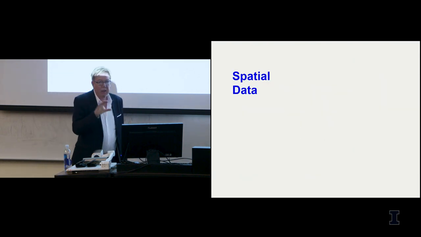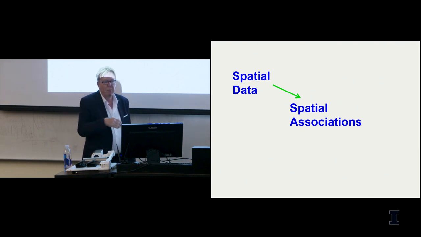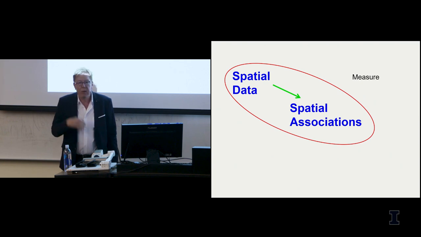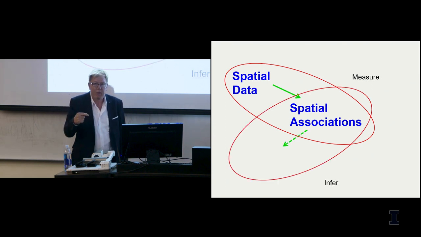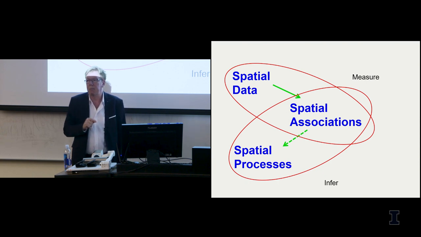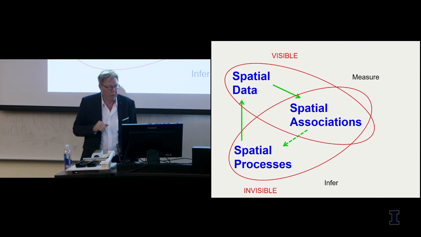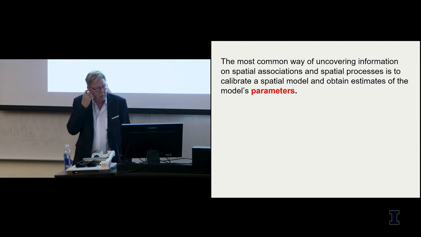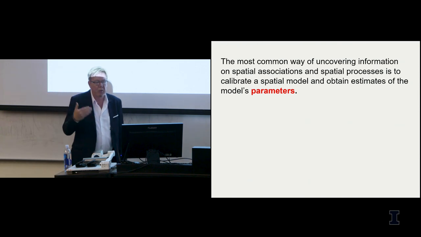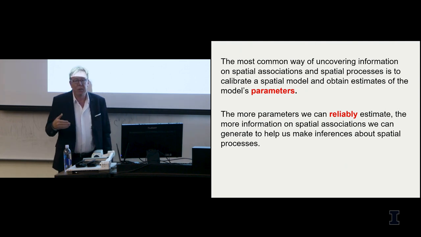So basically what we have are spatial data, which we can observe. We know that there are associations linked to those data, the object that we're interested in, voting in the presidential election. And we can measure these things. What associates with this vote in the 2016 election? And what we do then is try to infer the invisible part, the spatial processes, which we cannot see. But we know that these spatial processes have produced the data that we can see. So that's the visible component that we work with. What we really want to get at is the invisible bit. And the most common way of trying to get at the invisible bit is to calibrate a spatial model and obtain estimates of the model's parameters. That gives us some indication of what might be the processes that have produced the data we're looking at. And the more parameters we can reliably estimate, the more information on spatial associations we can generate to help us make inferences about spatial processes. Okay?